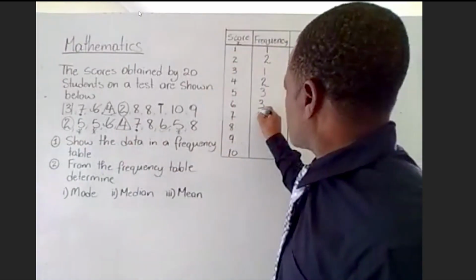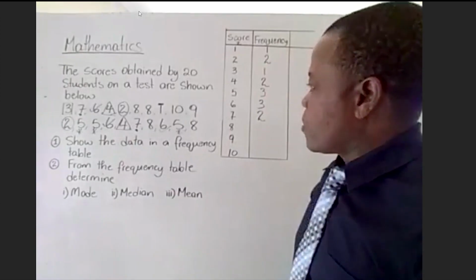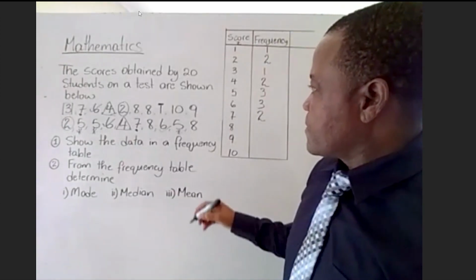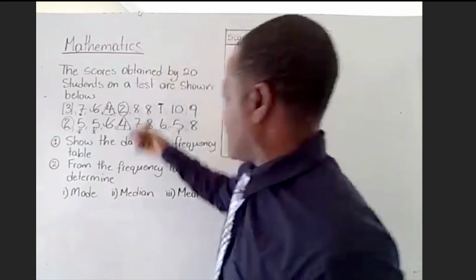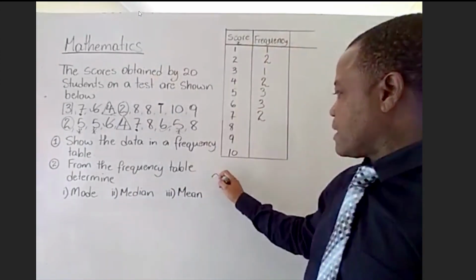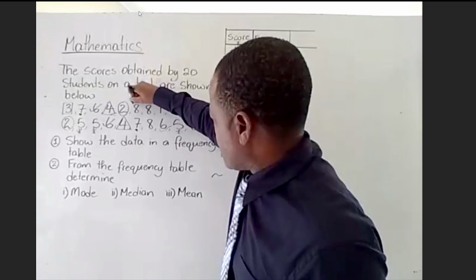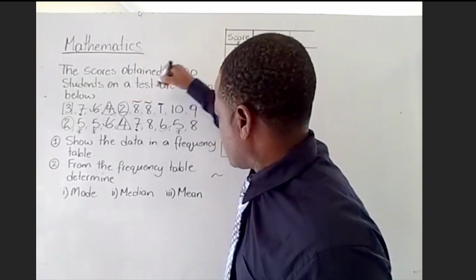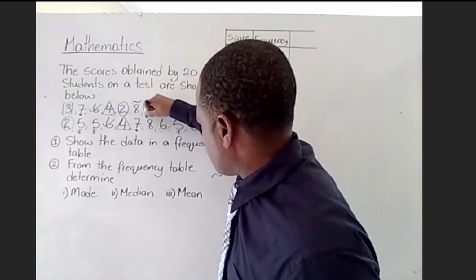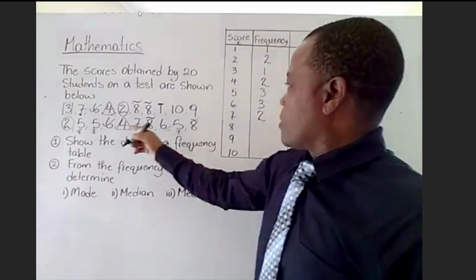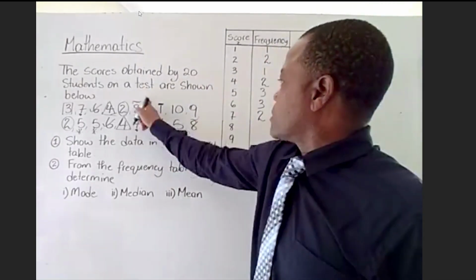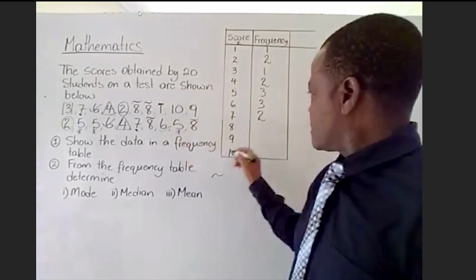So 7 appears 2 times. What about 8? So we can use our squiggly. I use this little thing as squiggly. So I can use my squiggly there, my squiggly there, my squiggly there, and my squiggly there. No more 8, so 8 appears 1, 2, 3, 4 times.